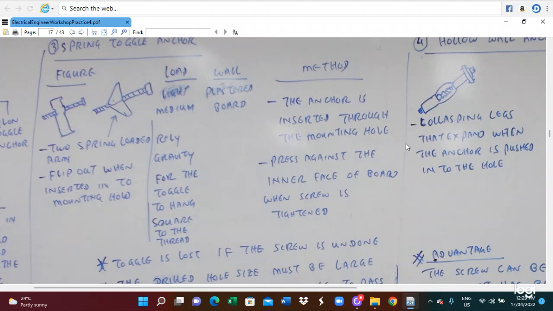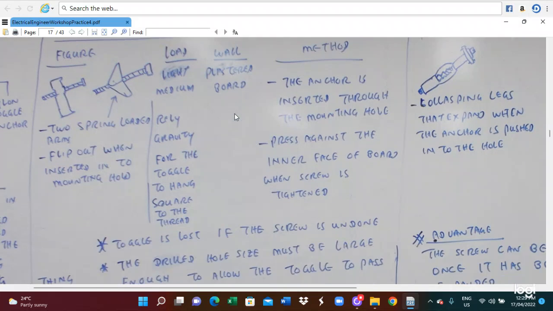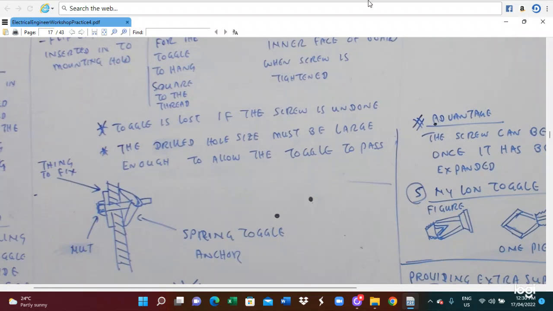This is a spring dog anchor. This is the figure of the spring dog anchor. Two spring-loaded arms flip out inside into the mounting head. Loads can be low to medium, and we also use it with plasterboard. They rely on gravity for the dog to hang square to the thread. The method is that the anchor is inserted through the mounting hole and pressed against the back face of the board when the screw is tightened. So this is the spring dog anchor connection method.